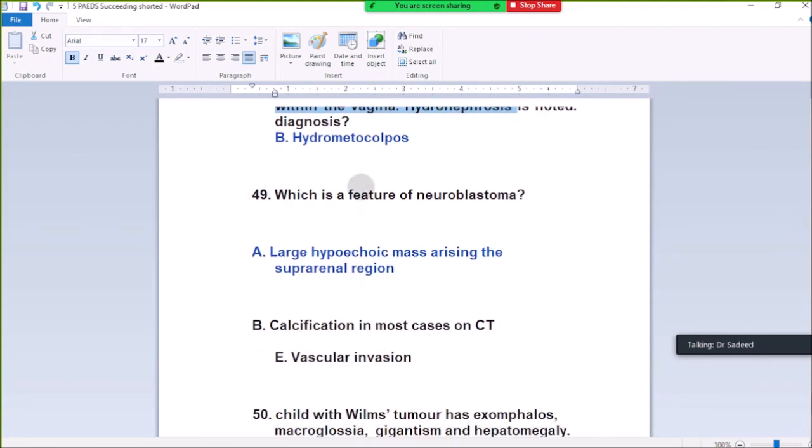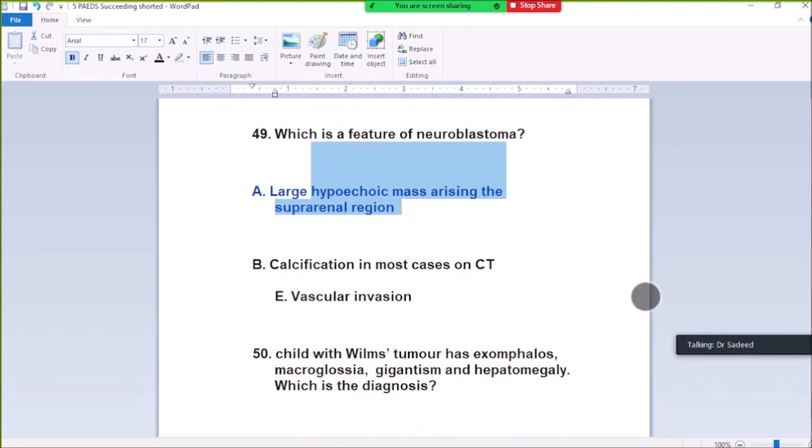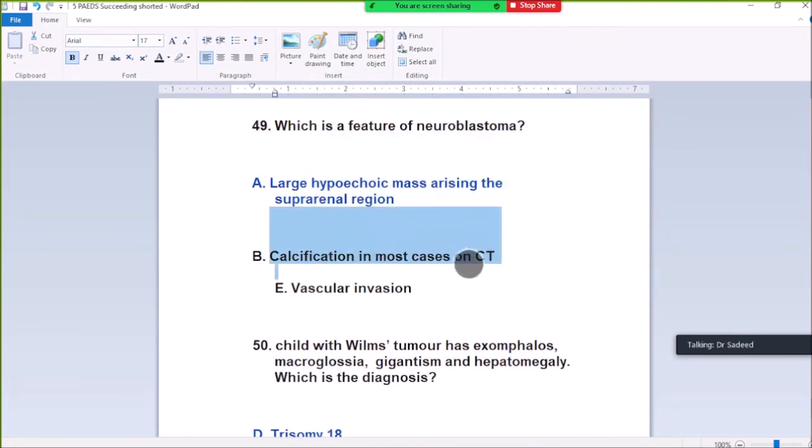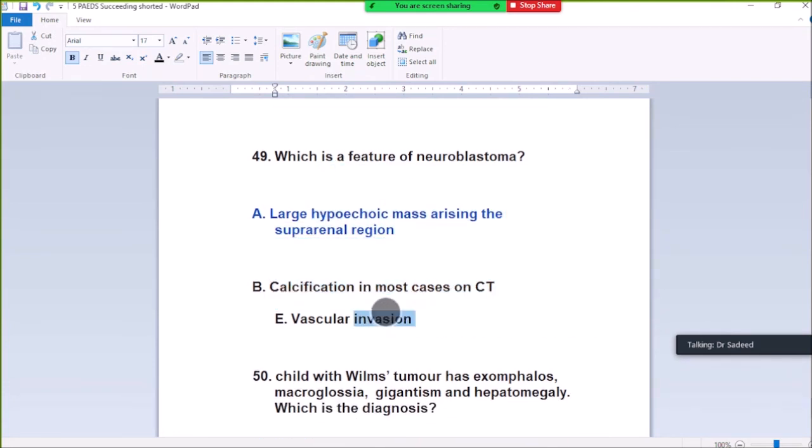49. Which is a feature of neuroblastoma? Large hypoechoic mass arising in the suprarenal region. Neuroblastoma in suprarenal region, a large hypoechoic mass is neuroblastoma. 50. Calcification in most cases on CT. Okay, the other option is calcification in most cases. These are all wrong. Feature of neuroblastoma: large hypoechoic mass arising in the suprarenal region.